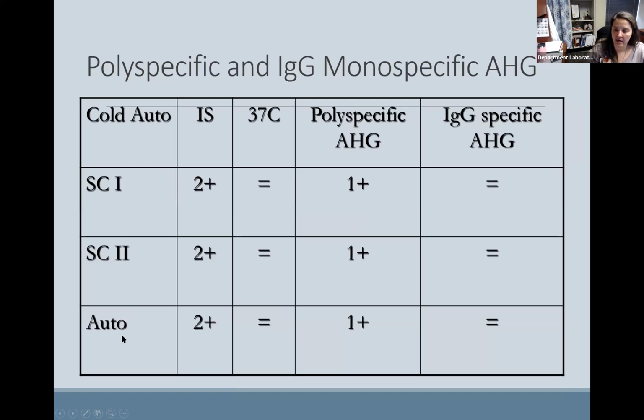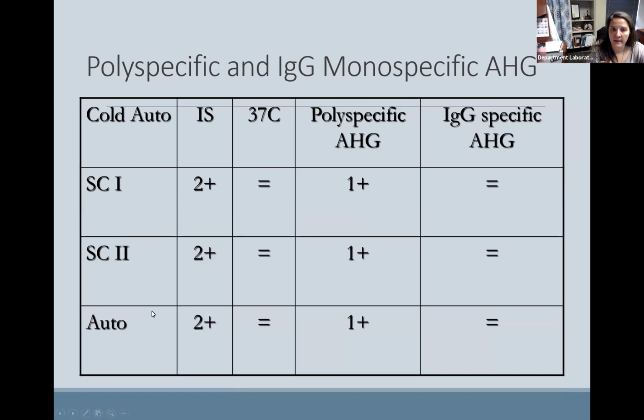I have also seen blood banks include cord cells. So that's it, because your screening cells are your O cells, your auto control, and then your cord cells, to help differentiate big I from little i, because those are the most common cold reacting antibodies.